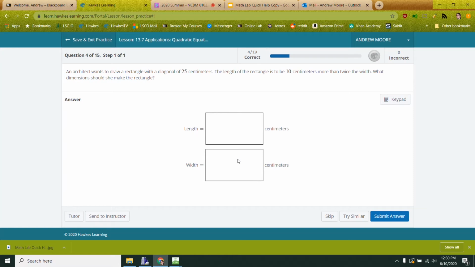An architect wants to draw a rectangle with a diagonal of 25 centimeters. The length of the rectangle is to be 10 centimeters more than twice the width. What dimensions should she make the rectangle?